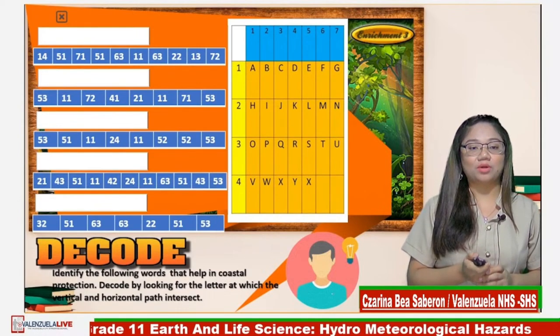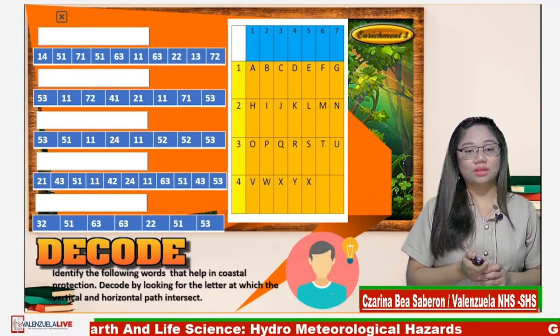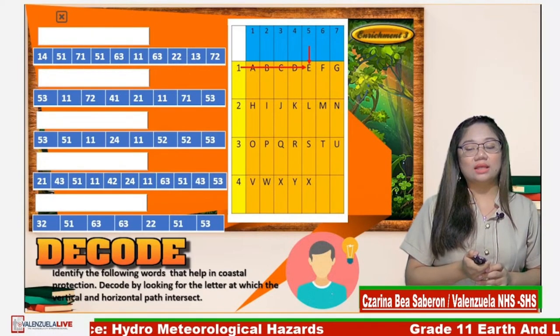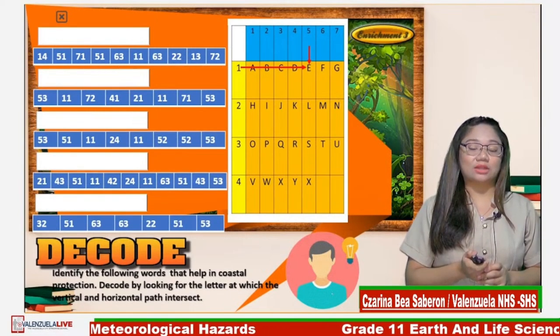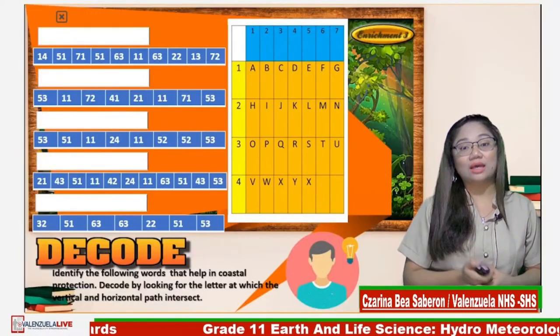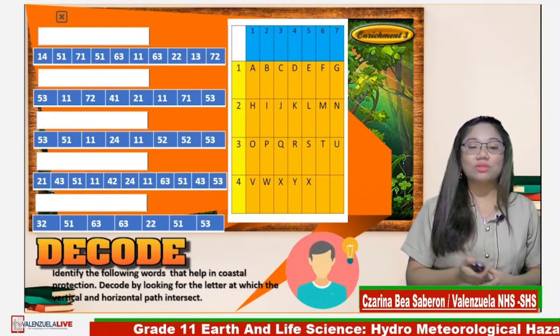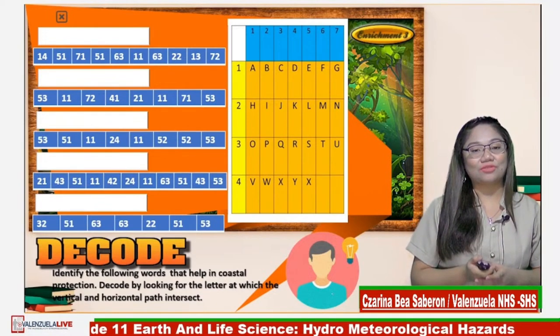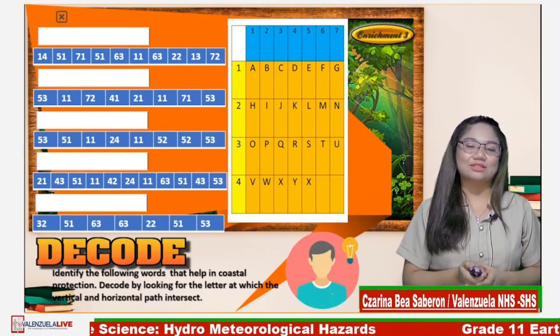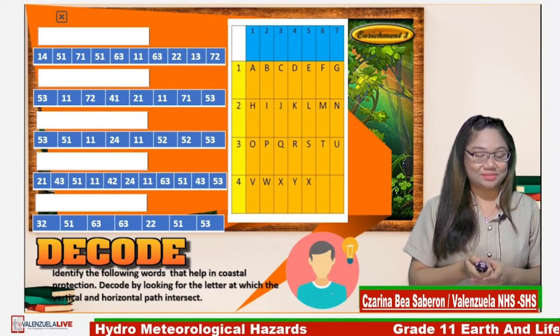Another example, the next number is 51. So 5 and then 1, they intersect at letter E. So there, I have given you 2 letters. Work with the other letters and the rest of the given. I'm going to give you again 30 seconds to answer.